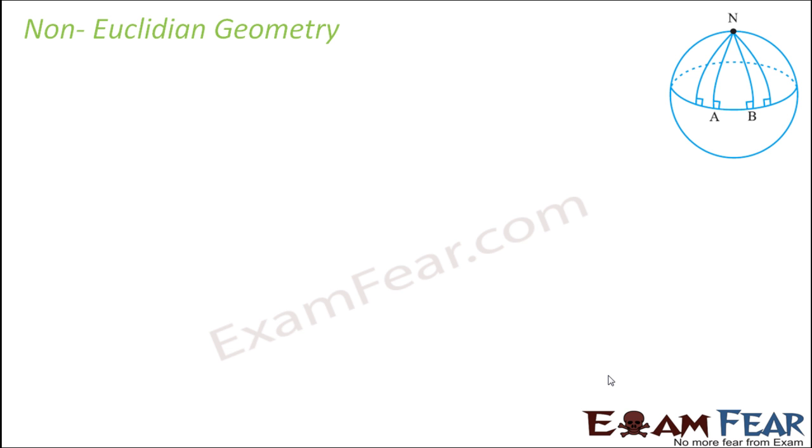So, non-Euclidean geometry. Euclidean geometry is valid for figures in the plane. In the curved surface, it fails. Right? So Euclidean geometry is valid in the plane. You talked about cubes, cuboids, all these are planes. But in the curved surface, it fails.